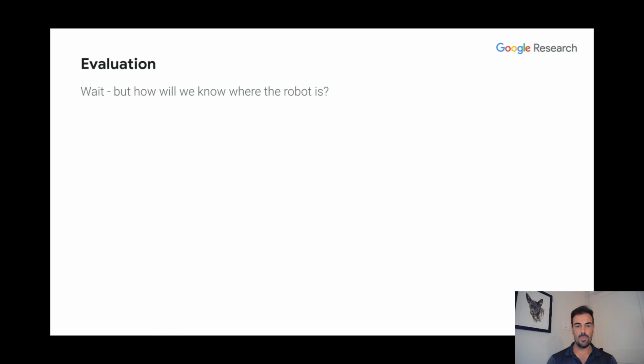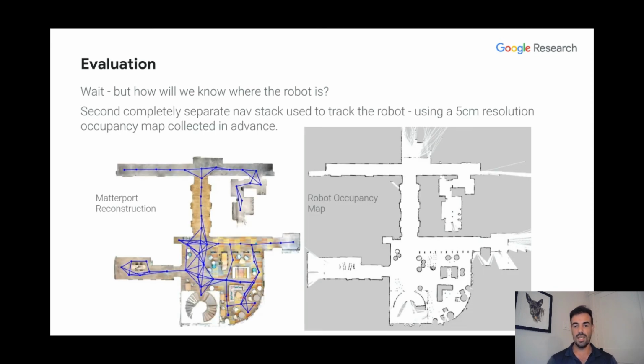But one problem here. How do we actually know where the robot is? Well, to solve that problem, we actually run a completely separate, isolated second navigation stack on the robot. And this navigation stack is given an occupancy map. So as you can see here, we've collected a 5 centimeter resolution occupancy map in advance, and we use that along with this second navigation stack to keep track of the robot's actual location for the purpose of evaluation. In the simulator, of course, keeping track of where the robot is is no problem.